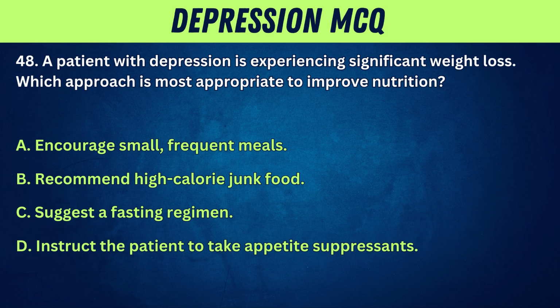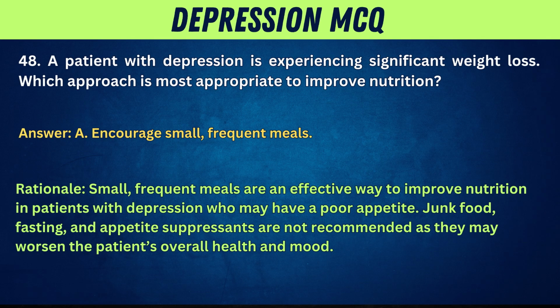48. A patient with depression is experiencing significant weight loss. Which approach is most appropriate to improve nutrition? A. Encourage small, frequent meals. B. Recommend high-calorie junk food. C. Suggest a fasting regimen. D. Instruct the patient to take appetite suppressants. Answer: A. Encourage small, frequent meals.